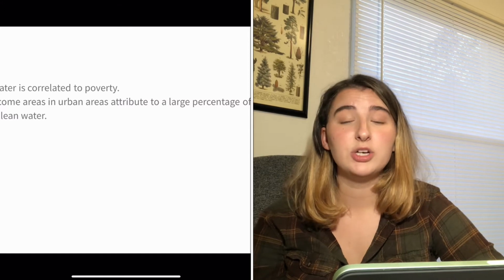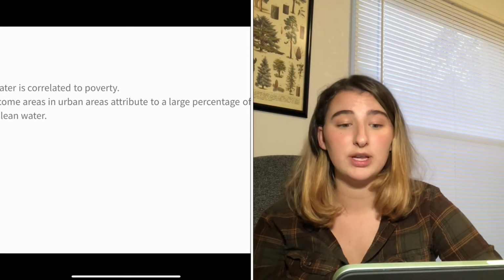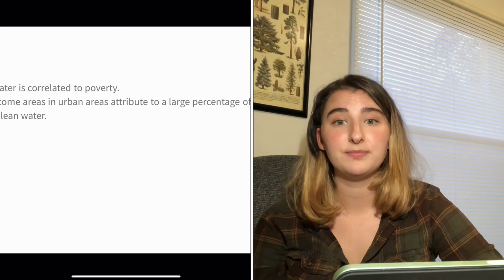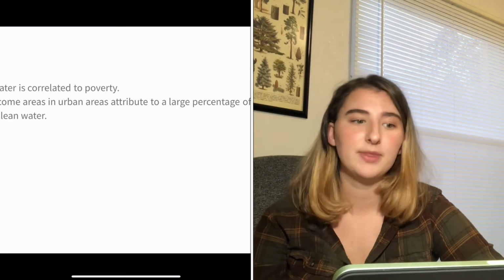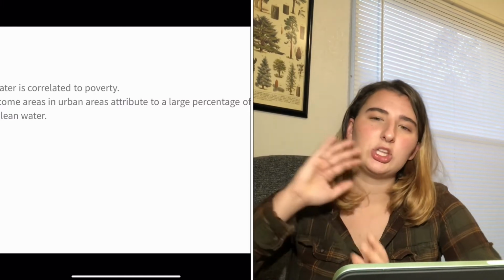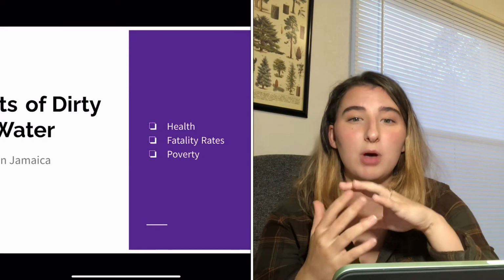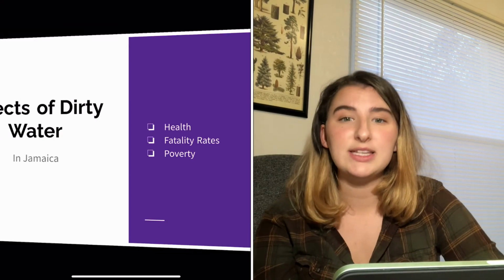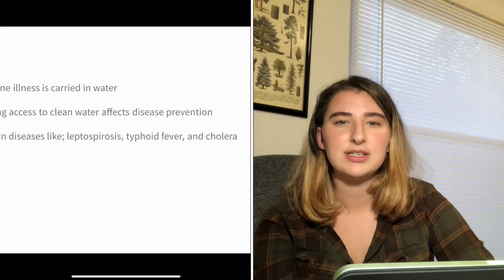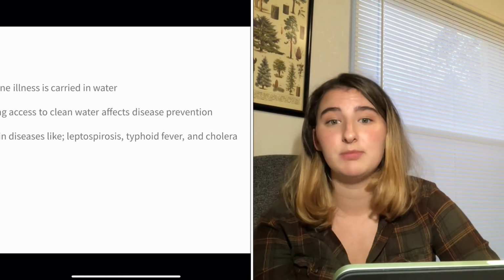1 per 140,000 people die each year from waterborne illnesses in Jamaica, or from unsafe water. With poverty, we see that these lower income areas are spending a larger percent of their income on water. This is concerning because it pushes the poor to become poorer, so they're just getting deeper and deeper into poverty.